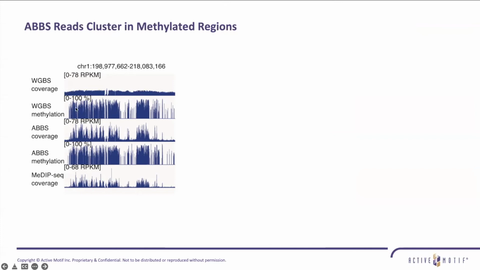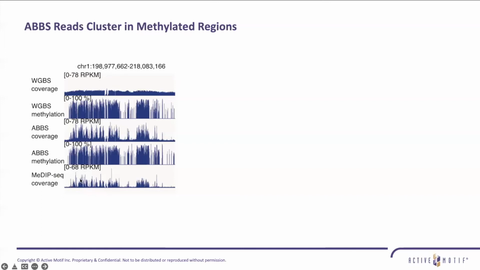But when we look at DNA methylation that has been called by the Bismark bioinformatic package, we can see that there are regions that are highly methylated, and then regions that are very lowly or non-methylated, and they have the same coverage for whole genome bisulfite sequencing. Now, when we look at the ABBS coverage, what's very interesting is that the ABBS coverage parallels the methylation found in this sample. And so where we have methylation, we have high coverage. Where we don't have methylation, we don't have high coverage.